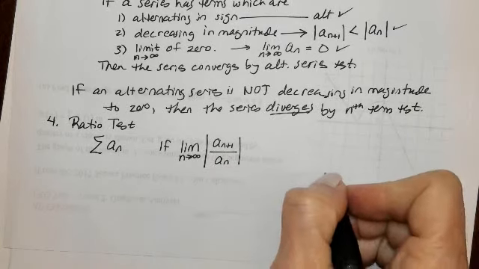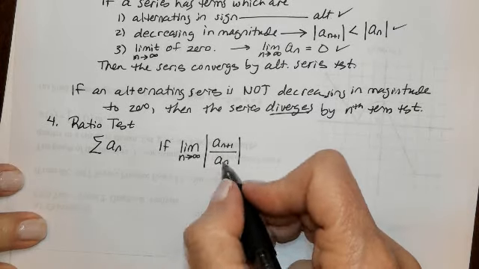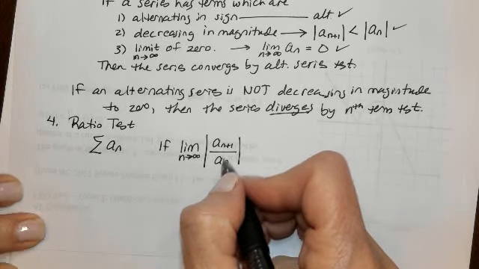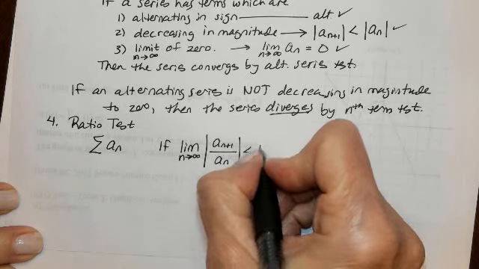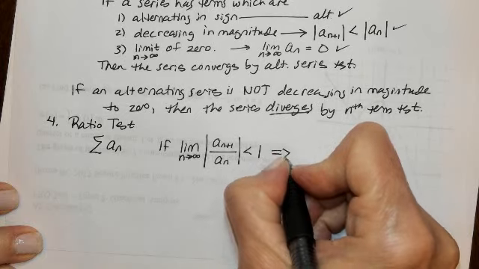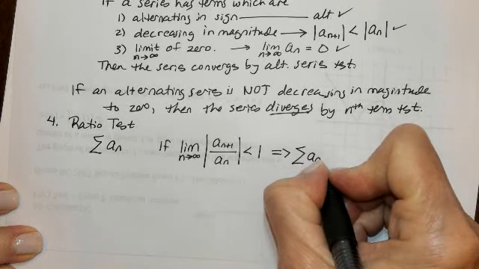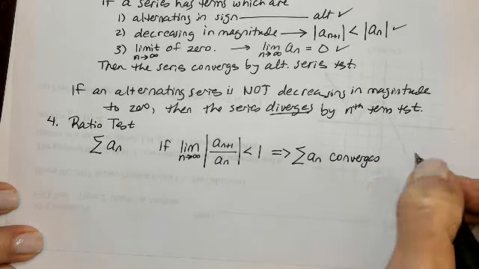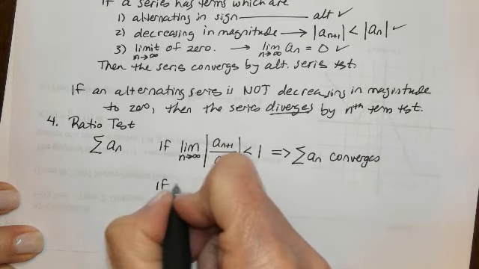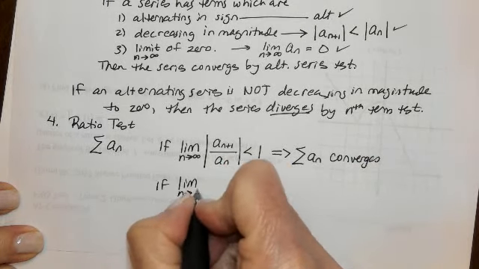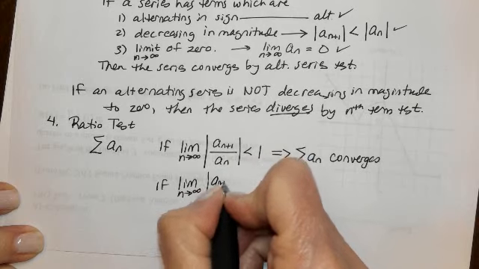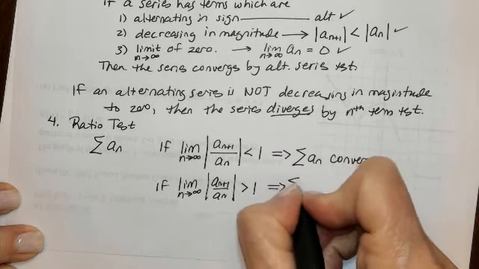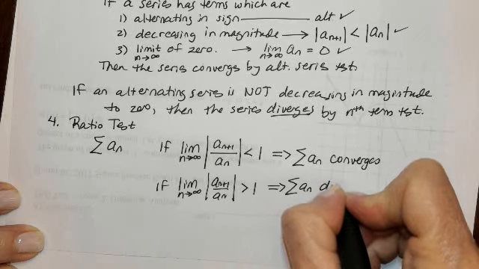Okay? And if that ratio, that's why they call it the ratio test, if the limit of that ratio is less than 1, then that series converges. Okay? If that limit is greater than 1, then the series diverges.